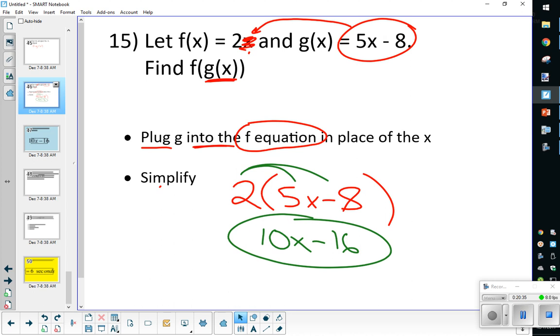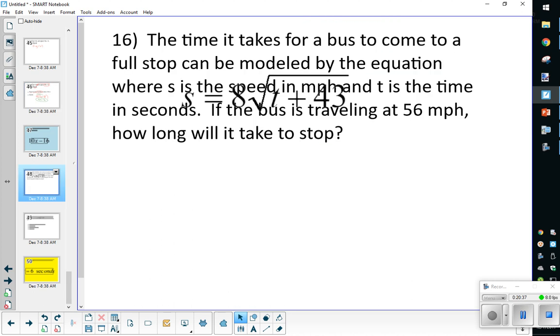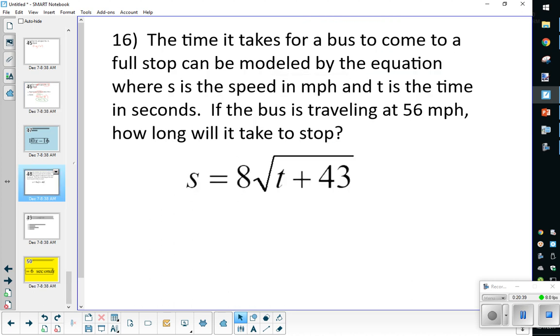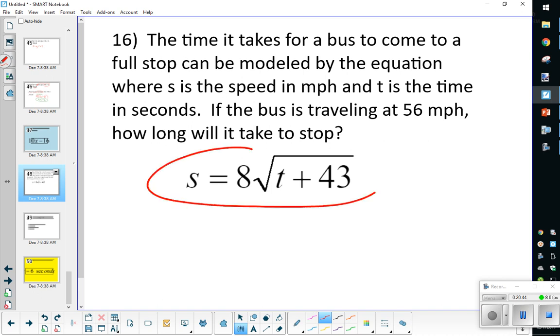The last one, don't get scared by this one because it's not hard. It says the time it takes for a bus to complete stop can be modeled by the equation this. There's a little space on your paper. That's the equation that we got, where S is the speed in miles per hour and T is the time in seconds. If the bus is traveling at 56 miles per hour, how long will it take to stop? So they gave you a number. They gave you 56 miles per hour.